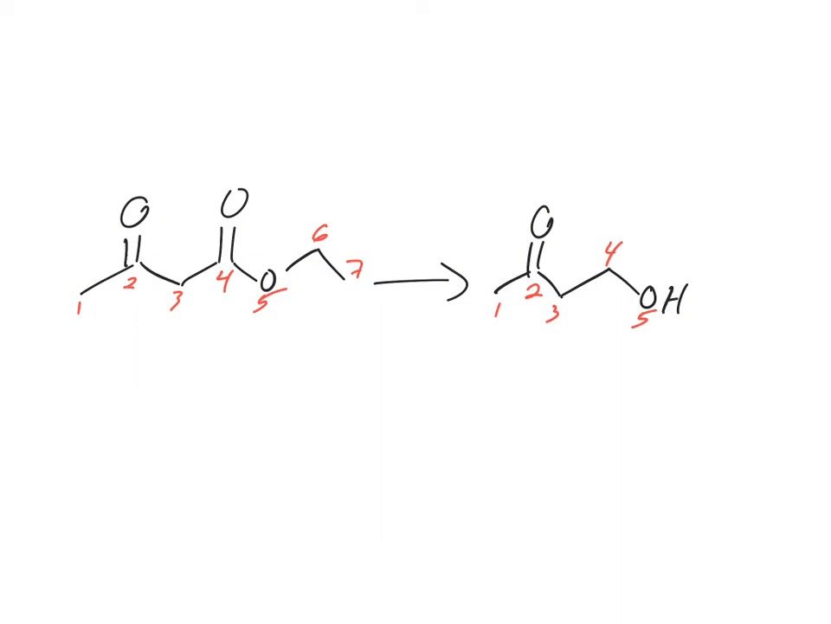All right, so starting out looking at this, what do we see, what do we notice? So in our product, we have an alcohol and a ketone. In our starting material, we have an ester and a ketone. And what you notice in the product is that the ketone is still there and the ester is gone. So that should tell you something.